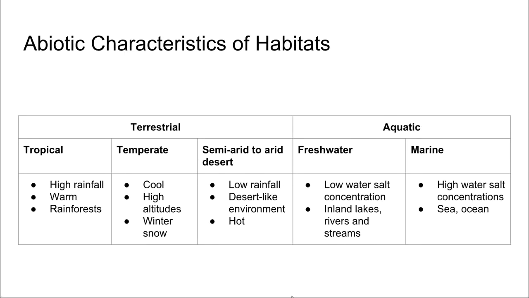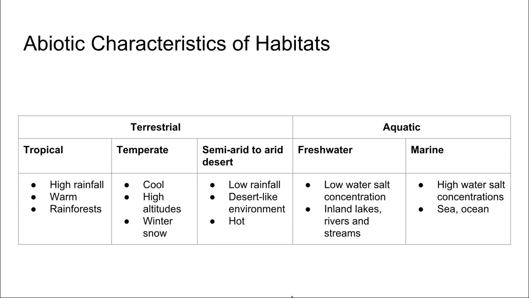So when we talk about the abiotic characteristics of habitats and those which may change, we can look at them in a terrestrial or an aquatic focus. Tropical climates are usually high in rainfall and quite warm, and usually what we see in rainforests. We have temperate climates, which are cool, high altitudes, and usually we see winter snow. And then there are semi-arid to arid deserts, which have low rainfall, desert-like environments, and are hot. And we may see some ecosystems transition between each of these three.